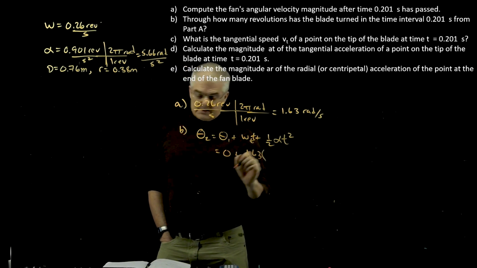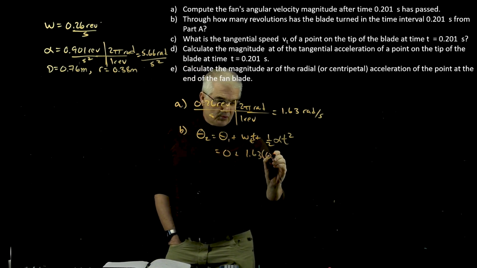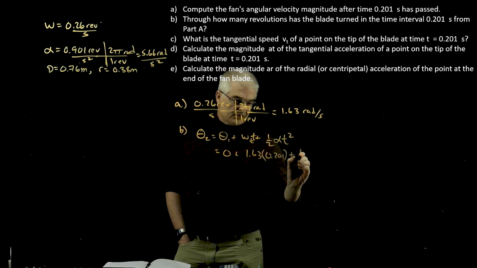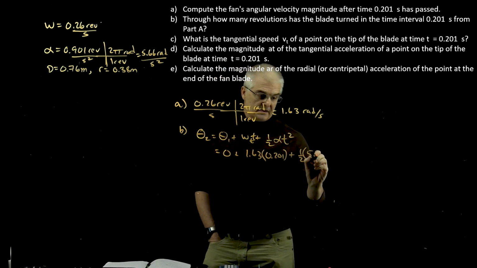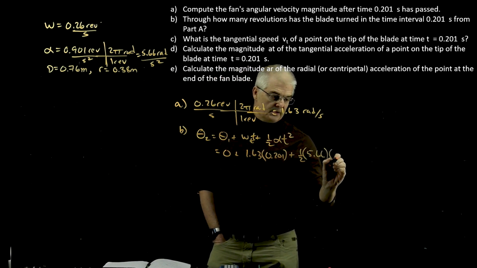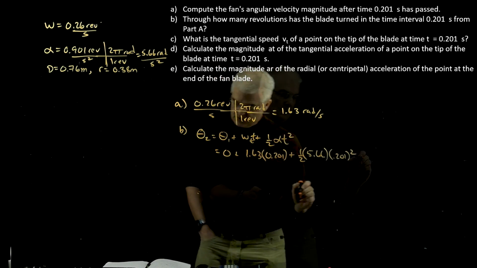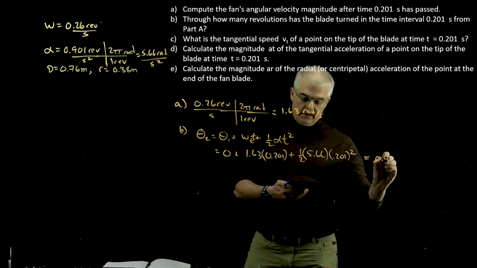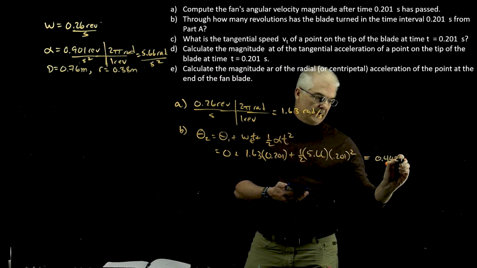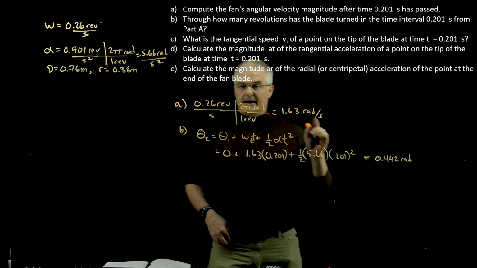Now we know our time. Our time was 0.201 plus 1/2 times 5.66 times 0.201 squared. And I get 0.442 radians. So that's still not the answer.